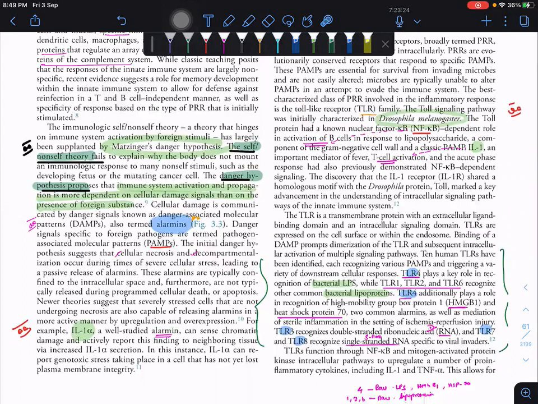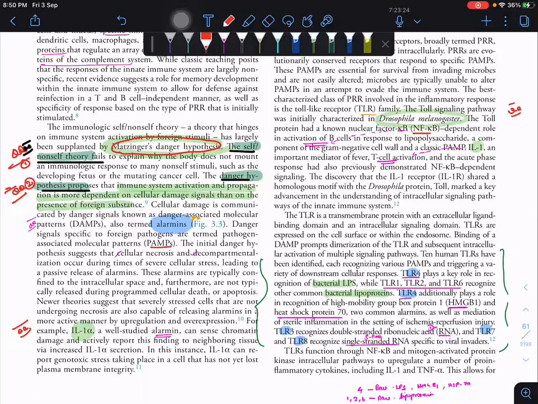Here in the MCQs, there are two theories. One is the self and non-self theory, and the second one is Matzinger's danger hypothesis. Number one is the self and non-self theory. Number two is Matzinger's danger hypothesis.